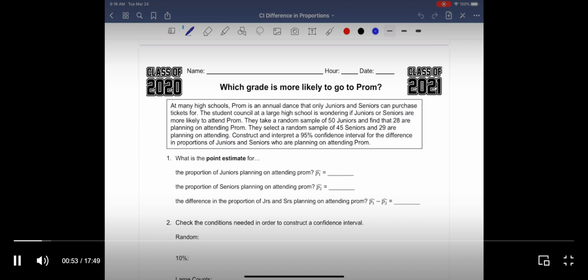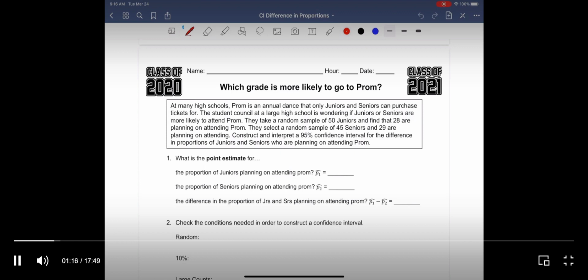prom. They take a random sample of 50 juniors and find that 28 are planning on attending prom. And then they select a random sample of 45 seniors and 29 of them are planning on attending. Construct and interpret a 95% confidence interval for the difference in proportions of juniors and seniors who are planning on attending prom. So before you get started here, I want you to notice some key language.